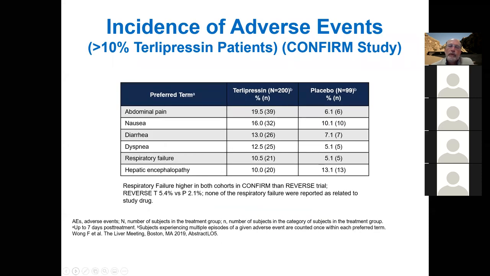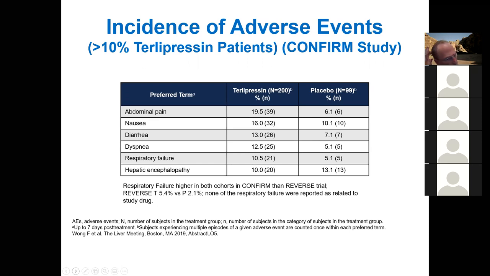Adverse events. Look at the difference here. A little bit more abdominal pain, a little bit more nausea, a little bit more diarrhea. I'm not sure, the dyspnea might be a central effect. I don't think it's a pulmonary effect. Respiratory failure, a little bit higher. I'm not sure also if the terlipressin or this was group-based in terms of patient-based. A little bit different in hepatic encephalopathy.